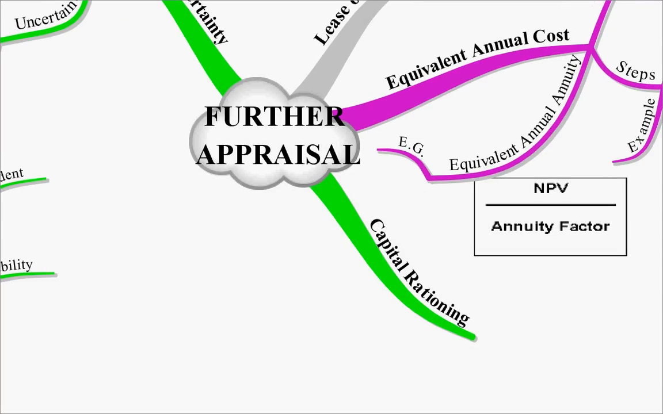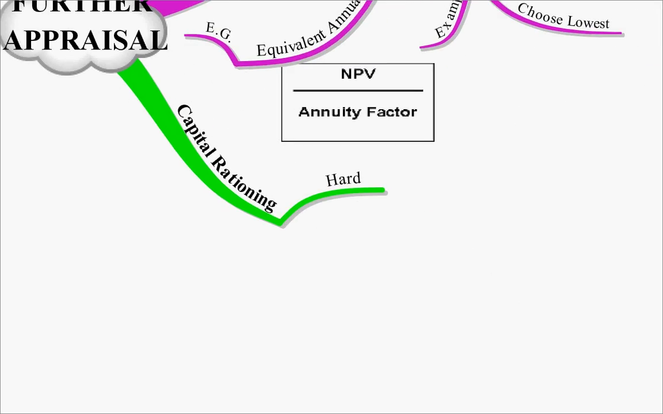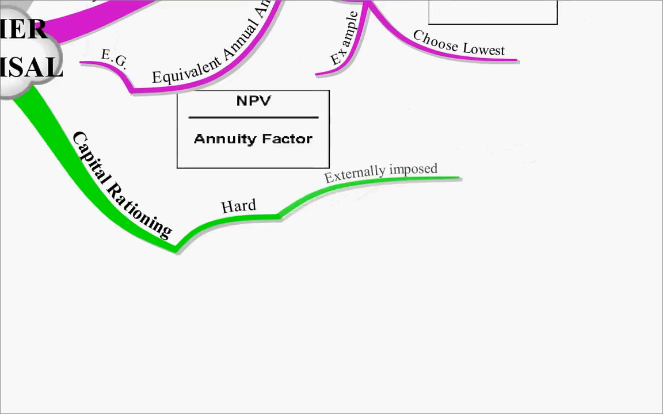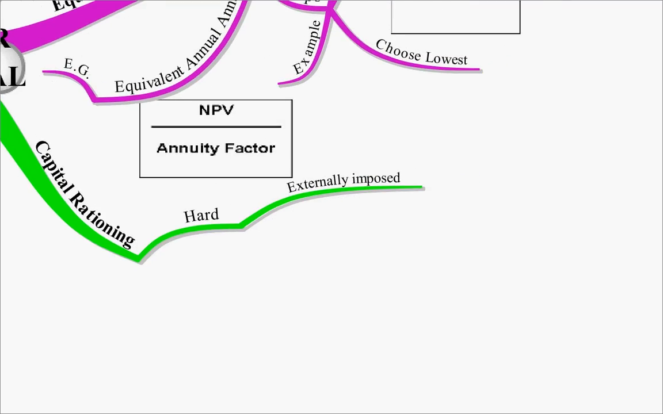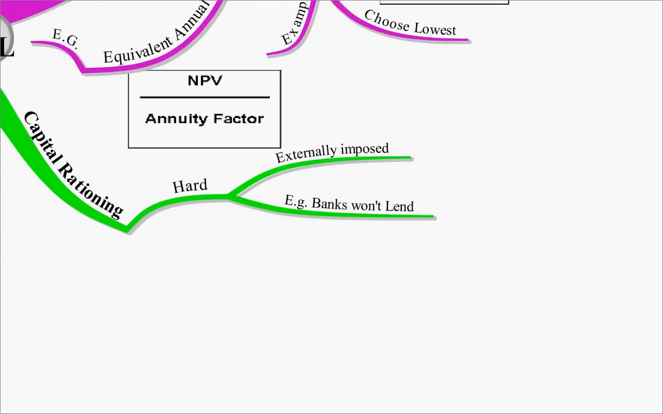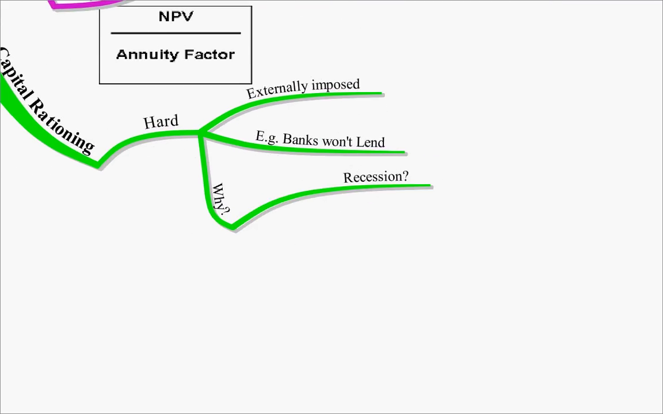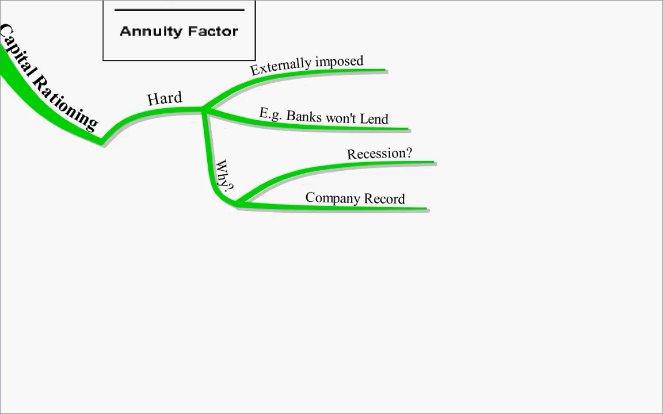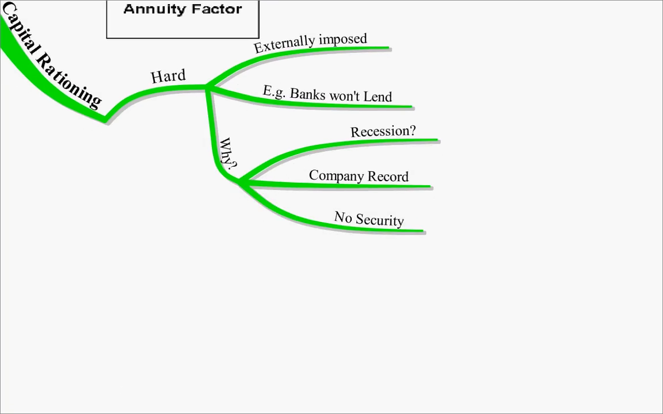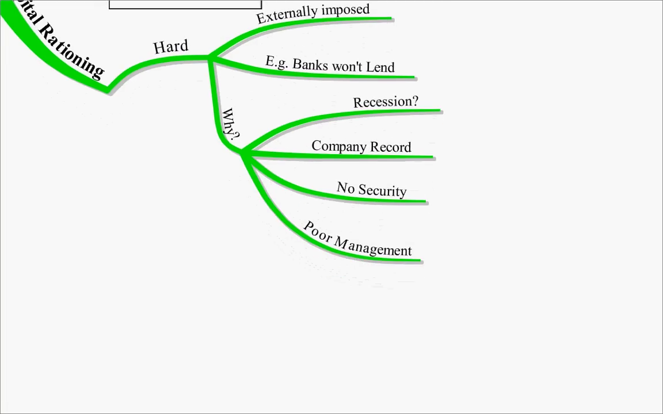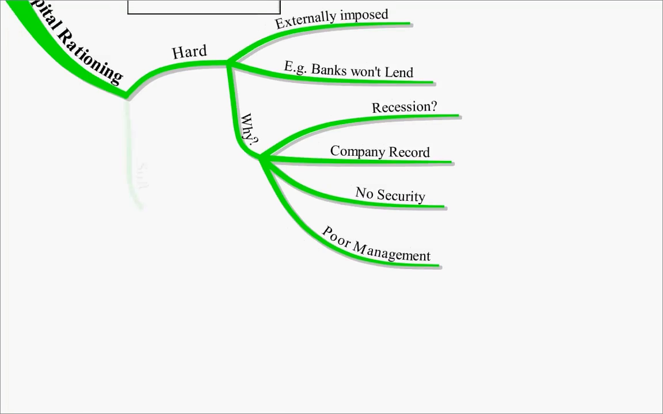That brought us on to capital rationing. Remember there are two types of capital rationing. First of all, hard capital rationing. This is externally imposed, i.e. imposed from outside the organisation. For example, the banks won't lend to you. Why would this be? Well, it may be a recession, as there is at the minute. It could be that your company has a bad credit record, or that you don't have any security to put up for the lending. It could also be that the banks, etc., don't value your management and think that you have a poor management team.